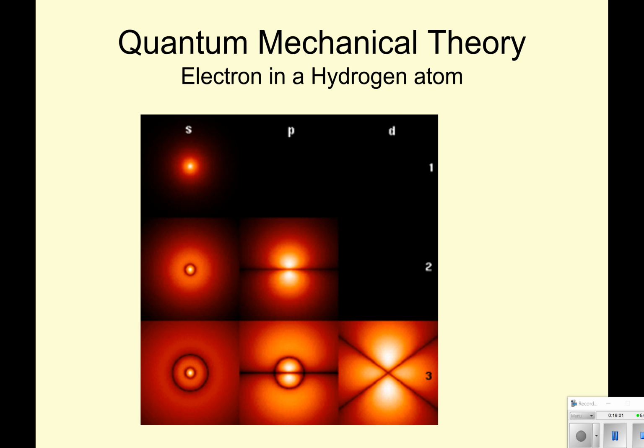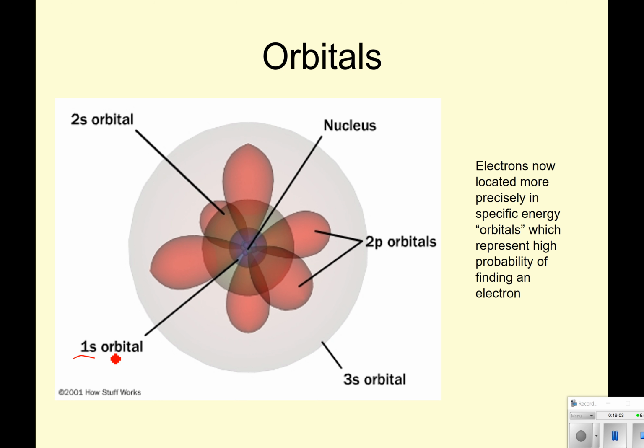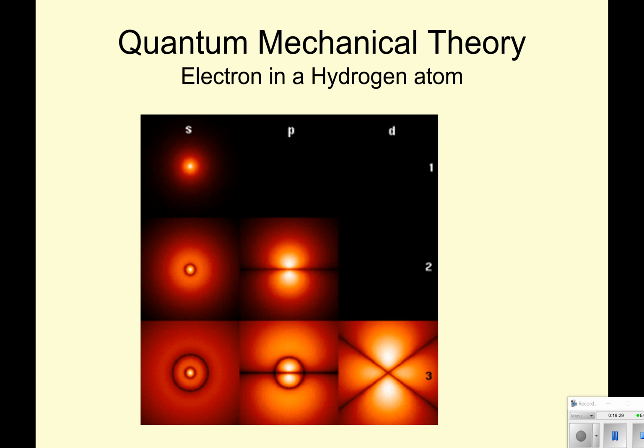So basically this says that electrons are now located more specifically in specific energy orbitals. For instance, this 1s orbital closest to the nucleus is going to be the highest probability of finding an electron. The 2s orbital, which moves a little bit further out to this region here, would be a lower probability than the 1s, and as we move further out, either to the 3s or the 2p, it's changing the probability of how we might find an electron. And each of these orbitals is going to have a different quantified amount of energy.